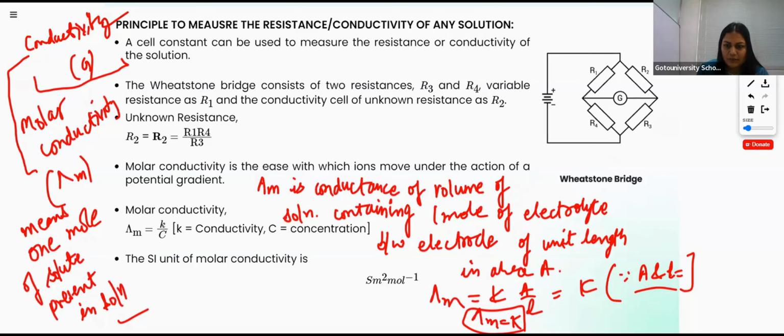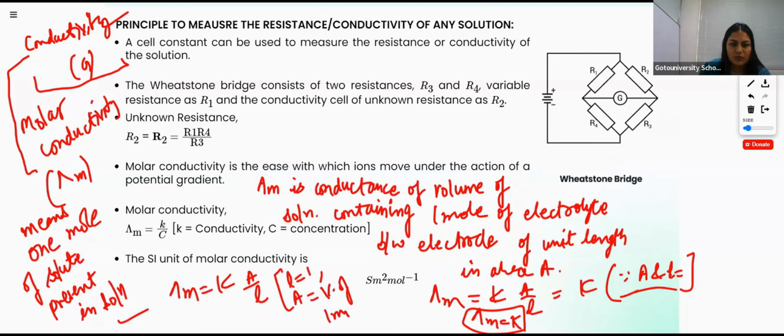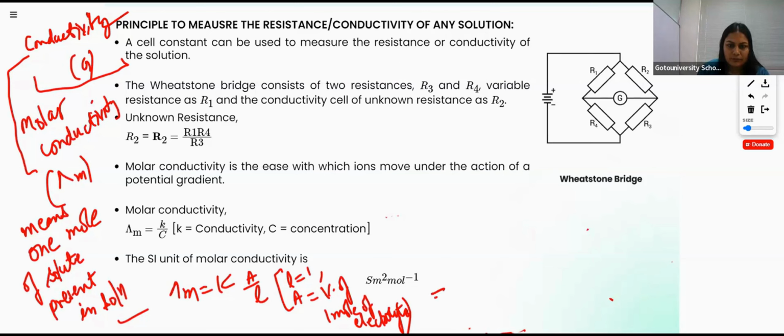Okay, now if we take in this relation lambda m is equal to kappa A by L. If we take L equal to 1 and A equal to the volume of 1 mole of electrolyte, this will become lambda m, that is molar conductivity, is equal to kappa into V.